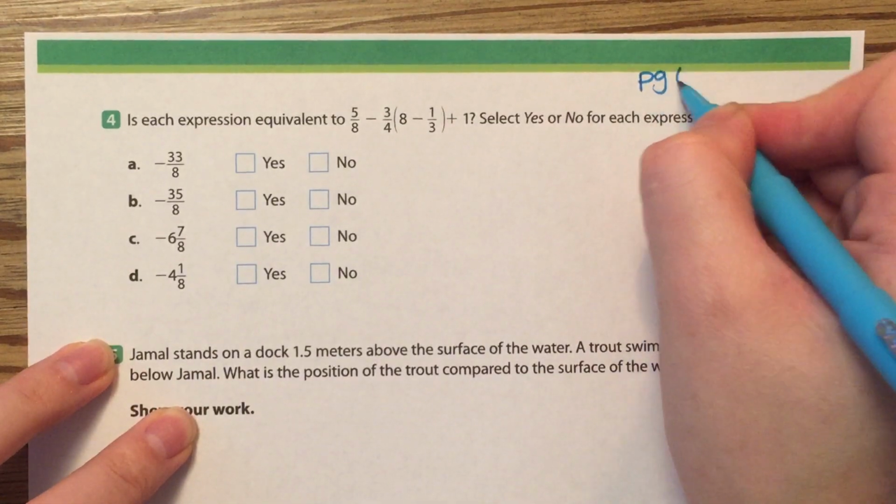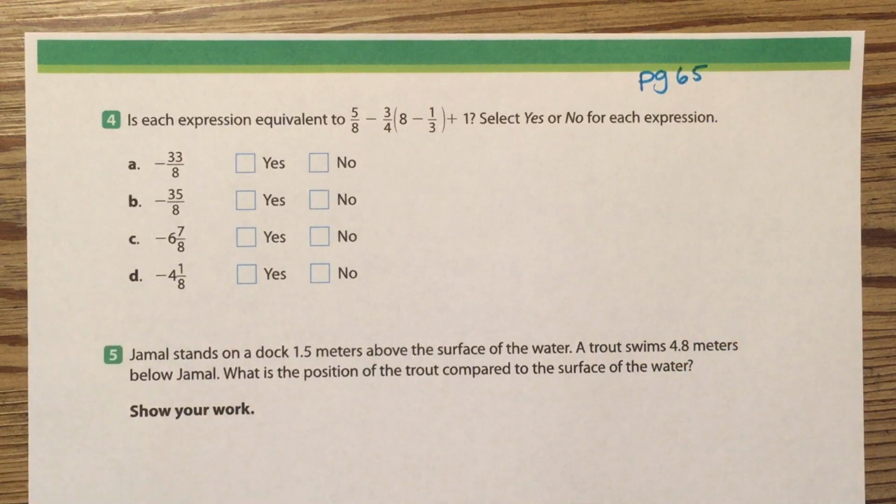We are on page 65 of your shiny math book. This is the last page of guided practice for this lesson. So we almost made it. Let's keep on going. We have 3 problems left to consider.